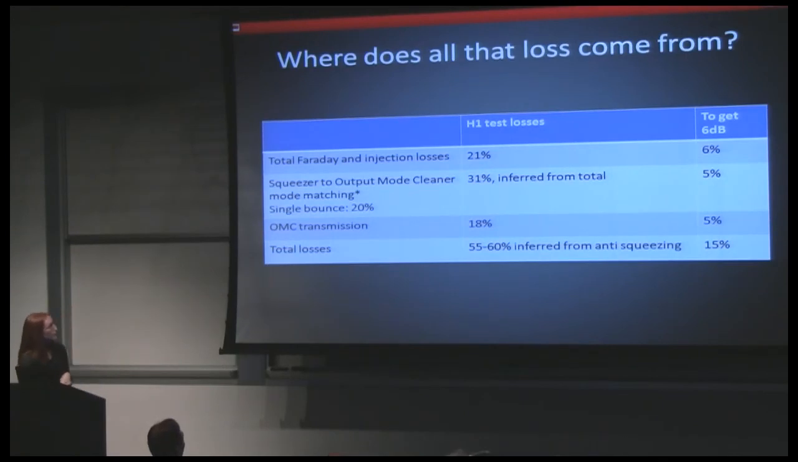So where does that all come from? First of all, we have 3 passes through Faradays in our injection path, so that adds up to about 20% losses. Then we also have another 20% losses in transmission through the OMC. We also had mode mismatch. So we measured our mode mismatch with one of the interferometers. The input test masses misaligned, so the interferometer was unlocked. And we saw we had about 20% mode mismatch.